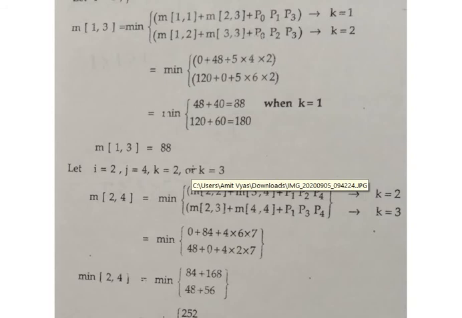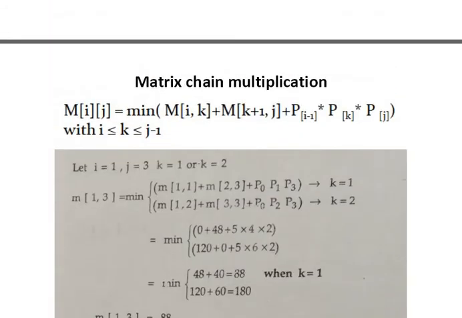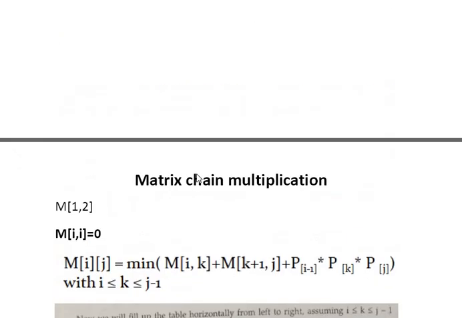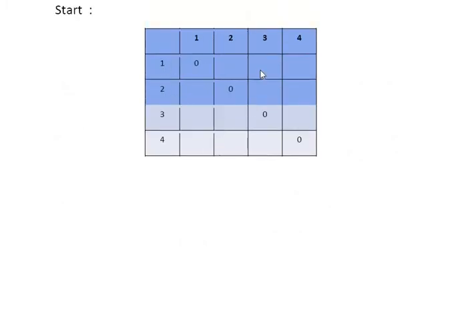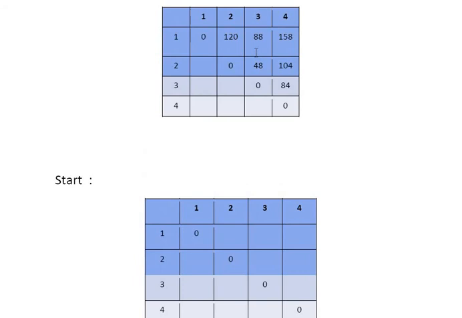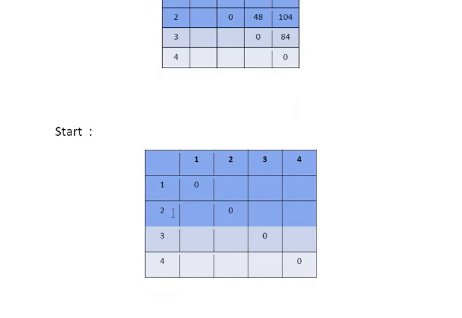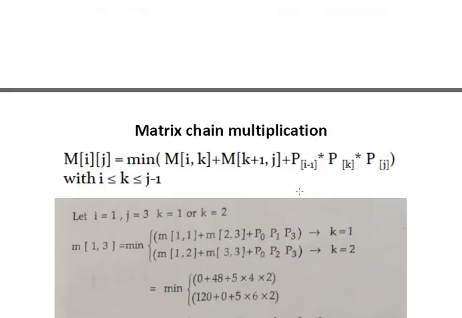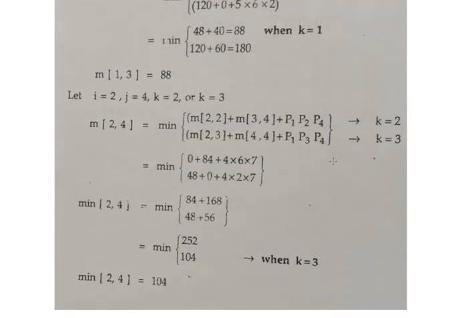So now follow the same steps for the next value. You have found m of 1, 3 is 88, so put m of 1, 3 here, 120, sorry, 88, because it is the minimum value. Next you have to find m of 2, 4, and then m of 1, 4, and your problem is completed. And to continue, we will see only how the values of k are assumed, so you understand that.